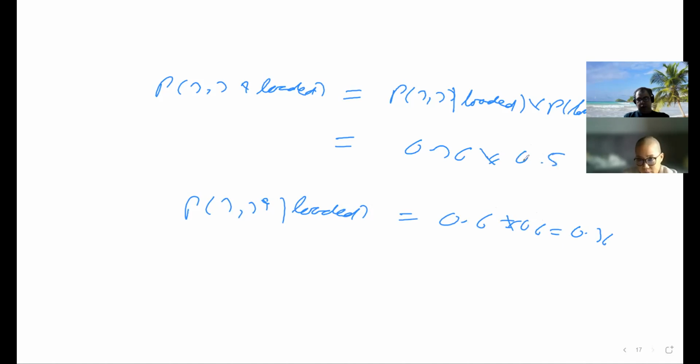0.5. So 0.36 into 0.5, right? So that's where I got 0.018. 36 fives are 180, right? I'm just calculating it. Will it be 0.18 or 0.018? 0.018. Why? Am I doing something wrong? Oh, I put an extra 0. Sorry. You understand why? It's 0.18.